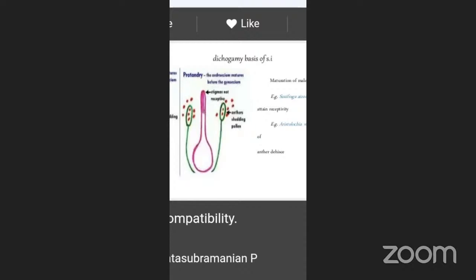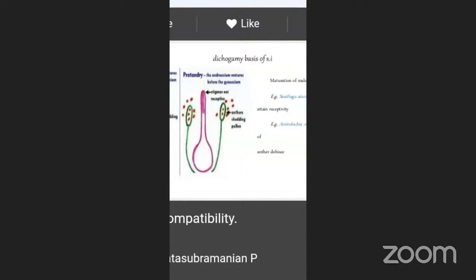Another adaptation here is unisexuality. Unisexuality, or diclinous, is the condition in which flowers have either stamens or pistils.